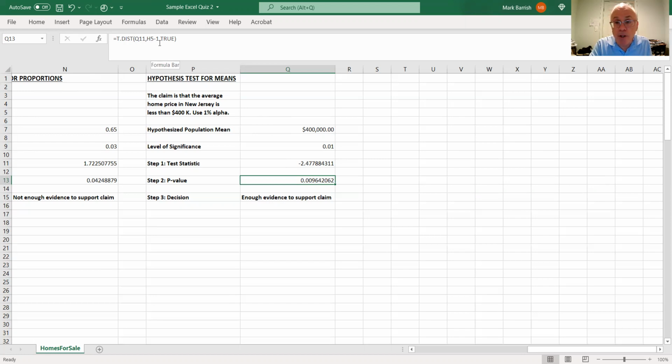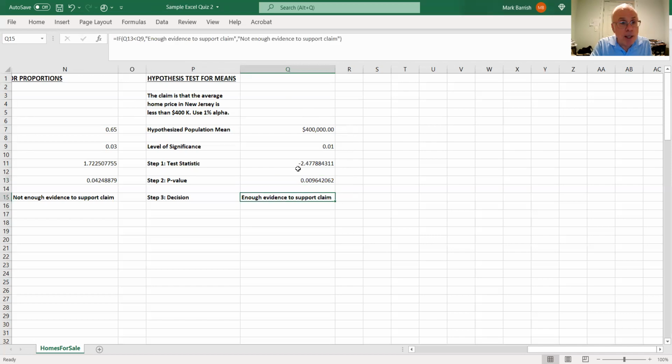Now, once again, just like in the case of the normal distribution one, we had to type in true in capital letters because we want CDF here, a TCDF. So we have to type in true in capital letters. And here's our p-value, 0.00964.